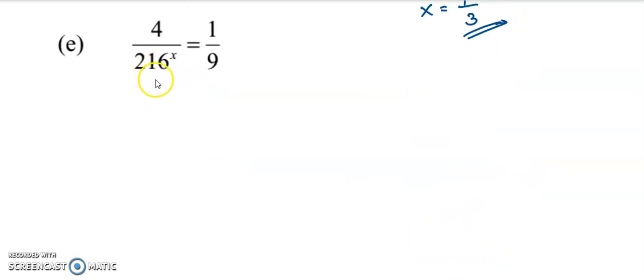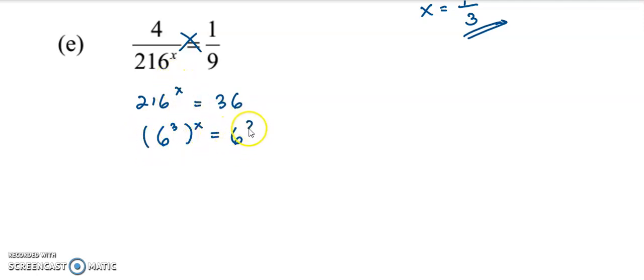For question E, it's slightly different from the previous questions. First, we need to cross multiply because the 216 to the power of x is located at the denominator. So 216 to the power of x multiplied by 1, I get my 216 to the power of x. And then 9 multiplied by 4, I get 36. I'm taking the cross multiply. Then on both sides, you can see that 216 can change to the base of 6, which is 6 to the power of 3. And to the power of x equals 6 to the power of 2.